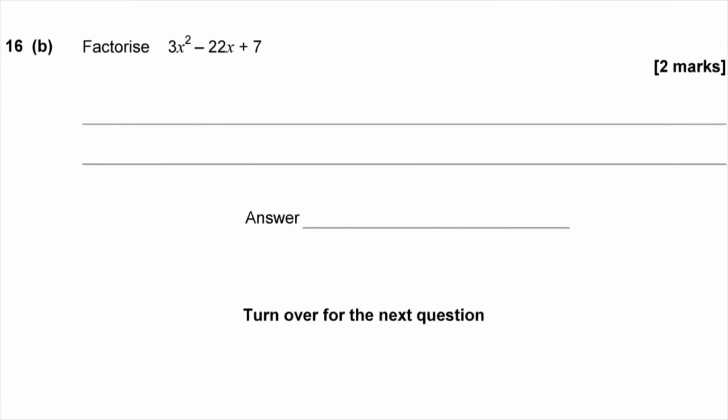16b, factorise 3x squared minus 22x plus 7. Okay, so when you factorise a quadratic, it's going to go into double brackets like this. Looking at the first term, 3x squared, I can only really get 3x squared by multiplying 3x and x together. Note the minus and the plus. So my two numbers multiplied together are going to give me a positive value, and when I add them up I'm going to get a negative value. That can only happen if they are both negative.